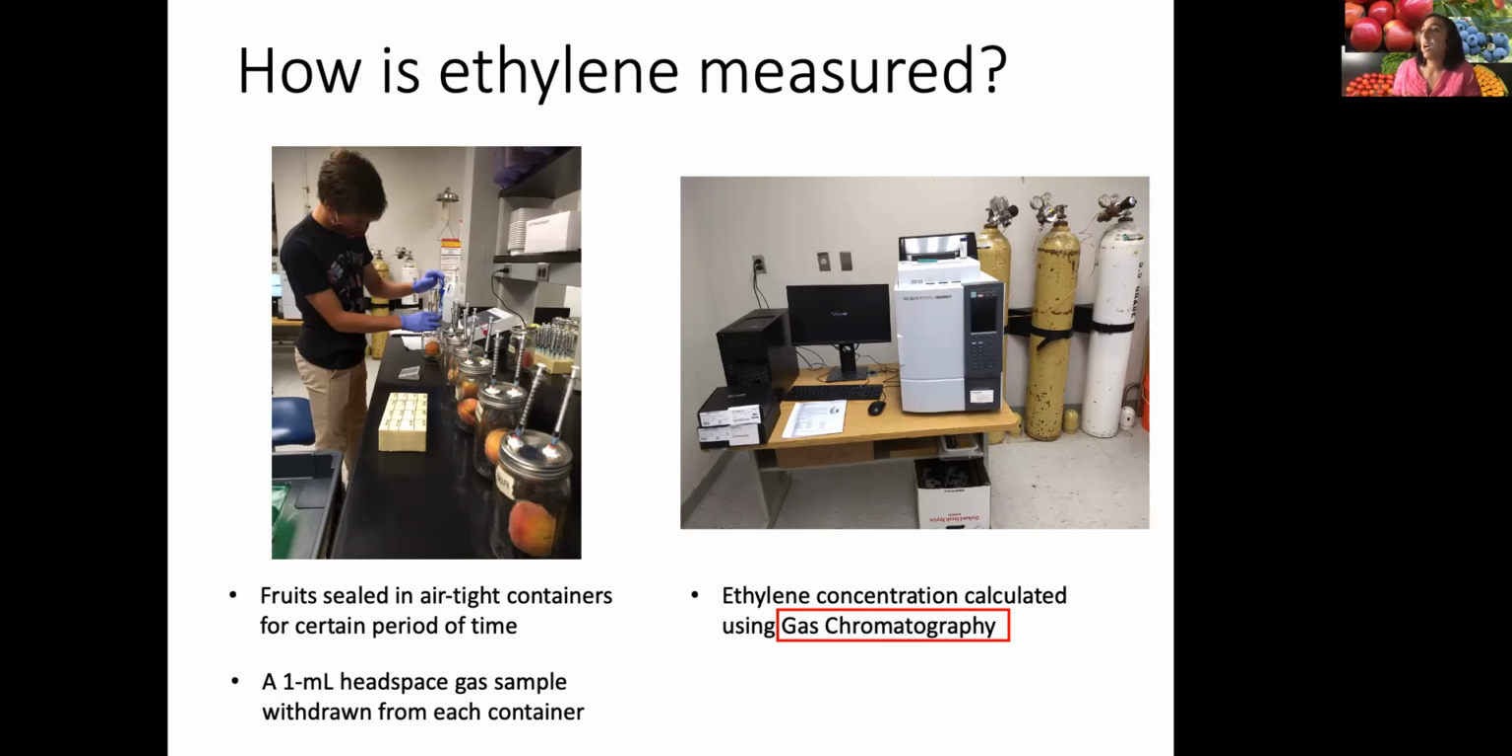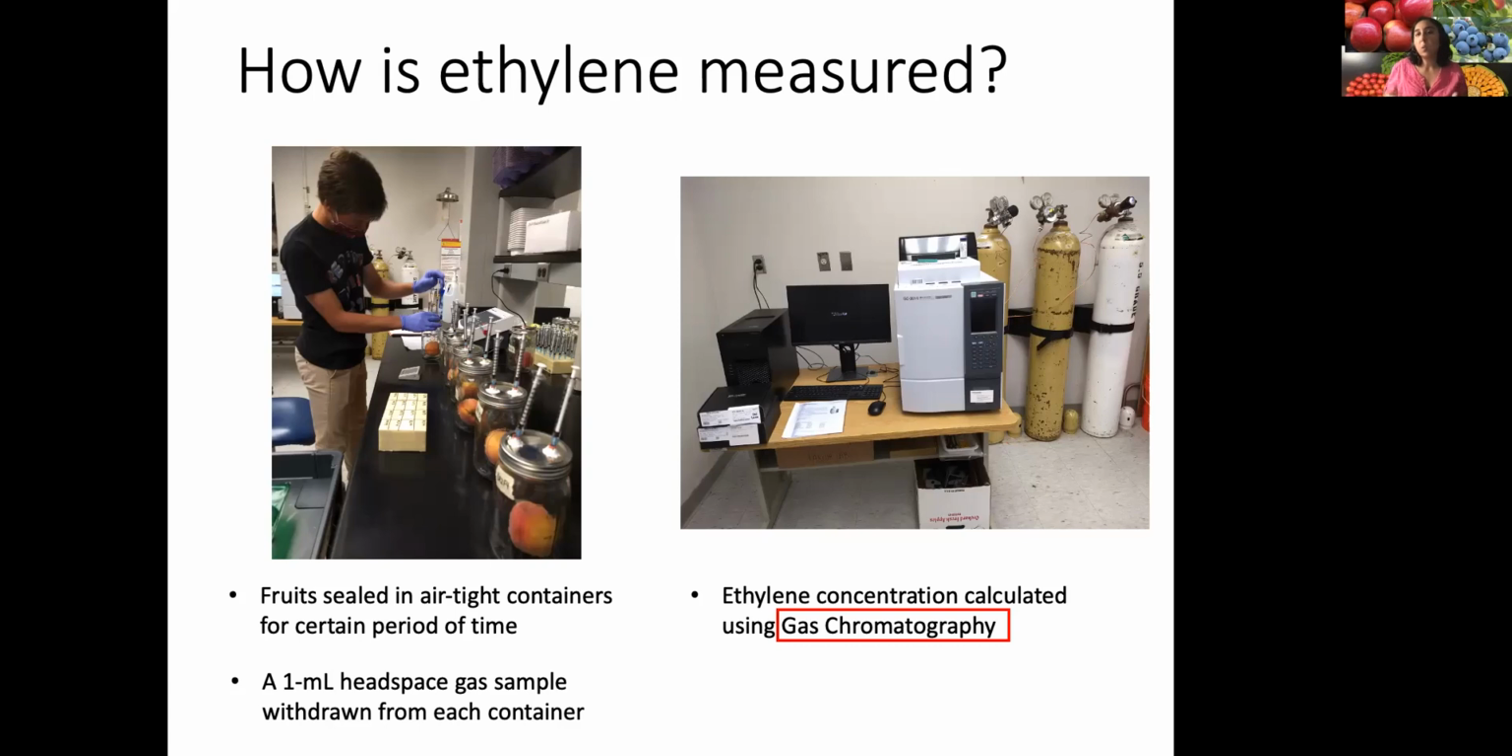So in general, when we are measuring ethylene, as this is a gas, what we do is we just seal fruits in these airtight containers for a certain period of time, and then we collect a 1 ml headspace gas sample, which will be withdrawn from each one of these containers. And that sample is going to be injected into this instrument called a gas chromatograph, which is going to allow us to quantify the ethylene concentration in our fruit. And based on that, we can make decisions.